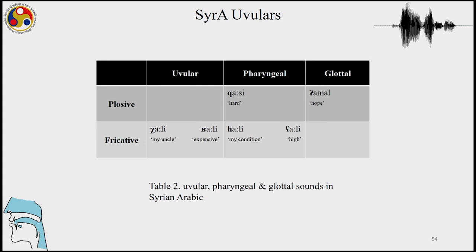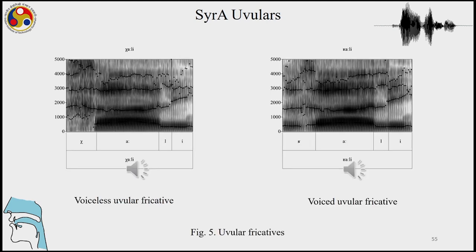So the Arabic uvulars can be either plosives or they can be fricatives, like the ones that we see on the screen. They can be along the place of articulation being pharyngeal or glottal. And for the fricatives, we also have a uvular place of articulation. And here we have one example of a fricative, which is uvular. Khali. So that's a voiceless uvular fricative. Khali. That's a voiced uvular fricative. So both examples are from Syrian Arabic.